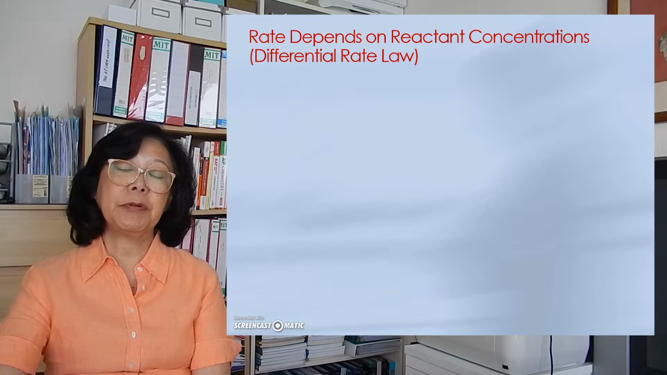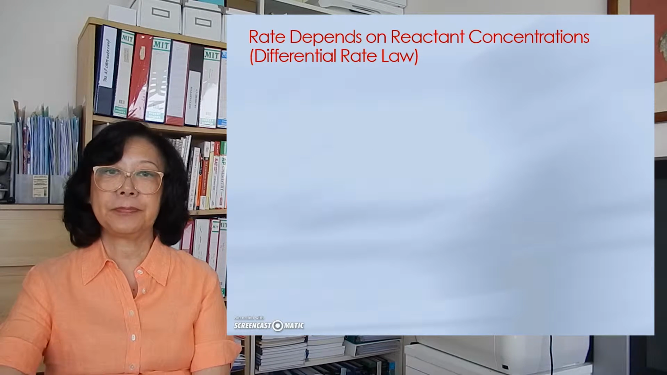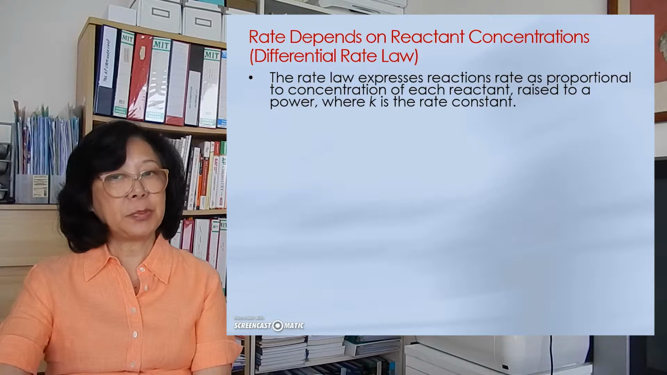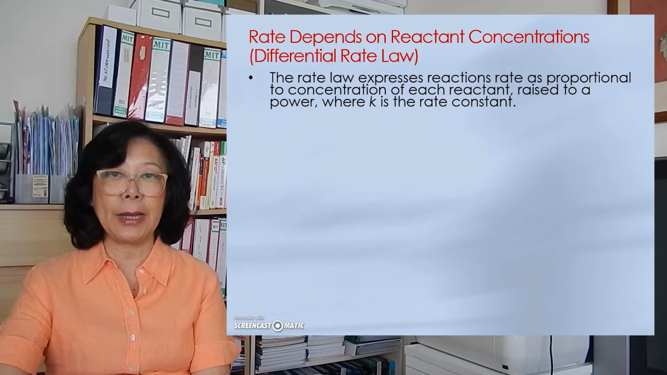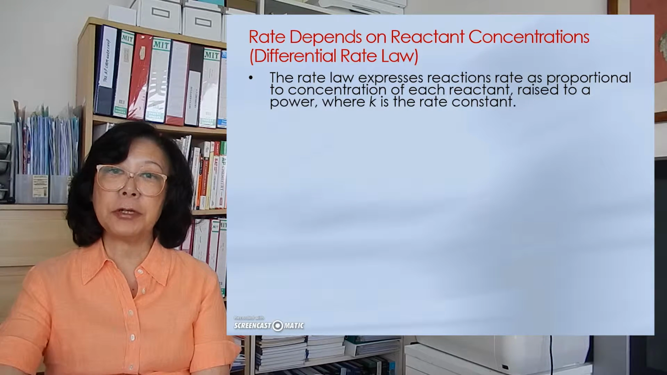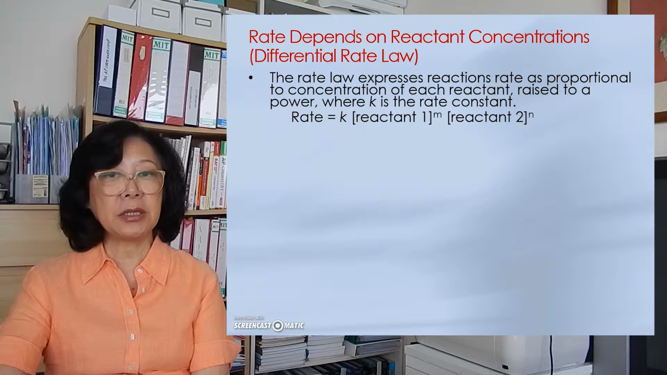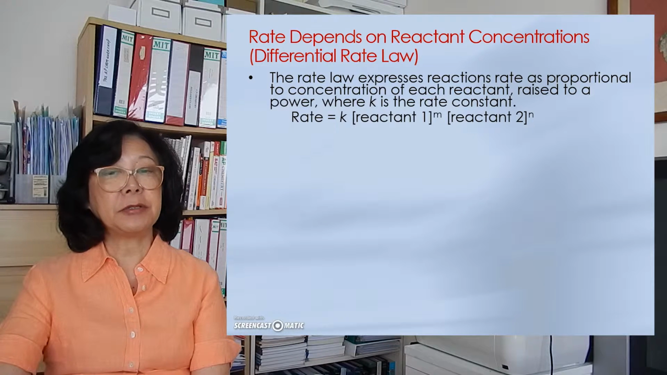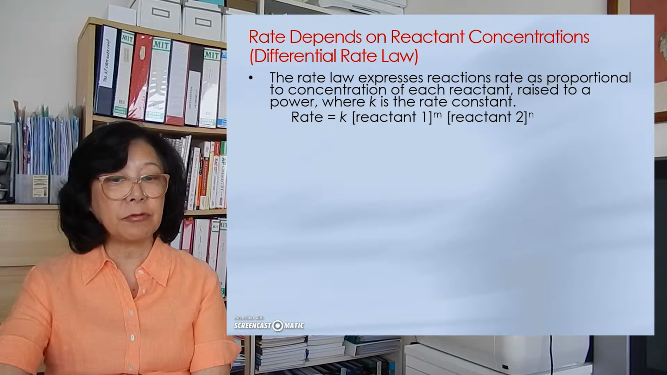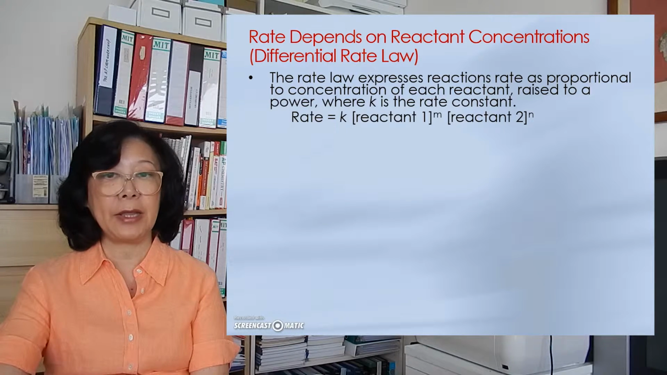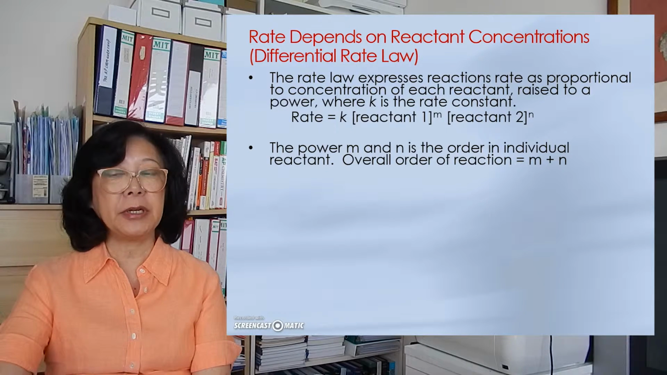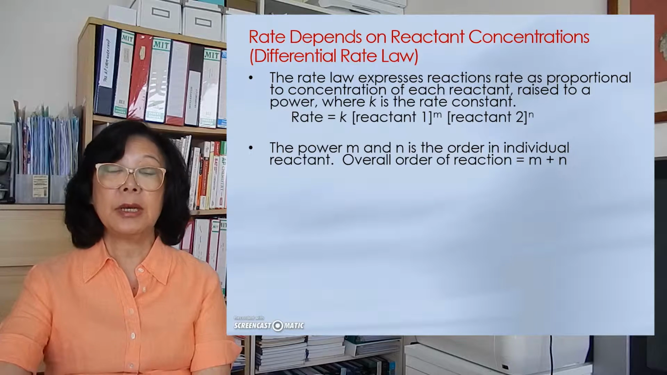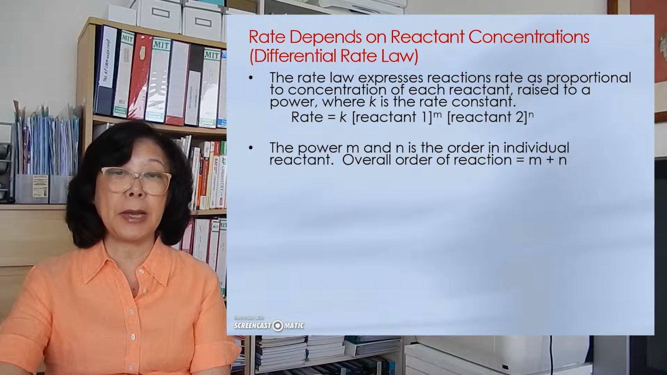Now, first, we will deal with the differential rate law. The rate law expresses reactant rate as proportional to the concentration of each reactant raised to a power, where k is the rate constant. So rate is equal to k times reactant 1 raised to the power m times reactant 2 concentration raised to the power n, where the powers m and n are the order in each individual reactant, and the overall order of the reaction is m plus n.